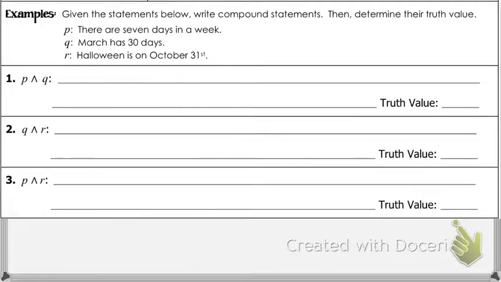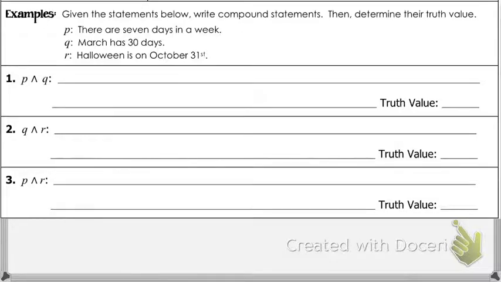Okay, so these examples here. We're going to be given three different statements: statement P, statement Q, statement R. You could keep going through the alphabet and have more, but we're going to do three statements, P, Q, and R. Given the statements below, we're going to write the compound statements, then determine the truth value. We have P and Q, Q and R, P and R, and we can form these compound statements together. Each of these individual statements has a truth value, and then each of these conjunctions will have a truth value as well.